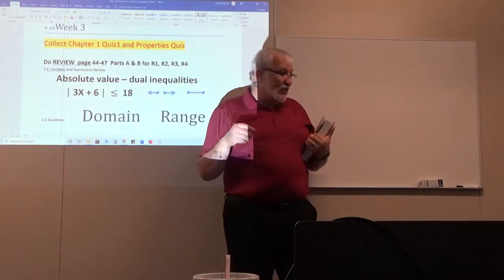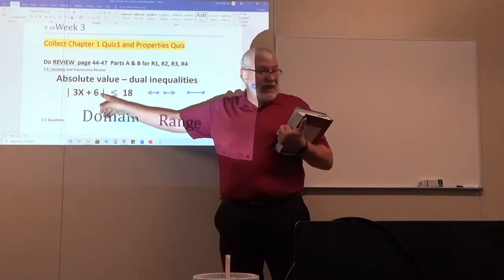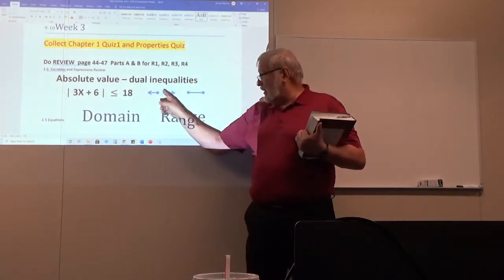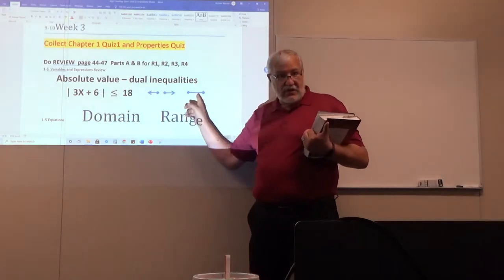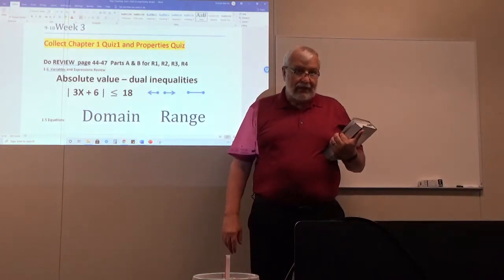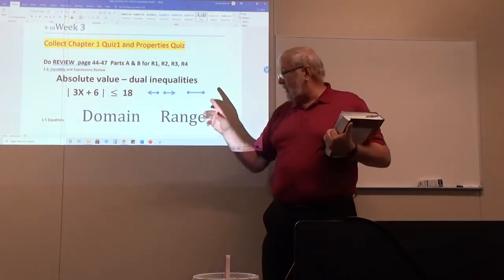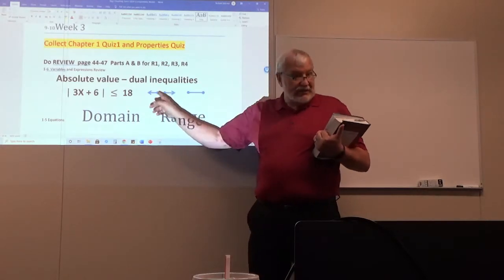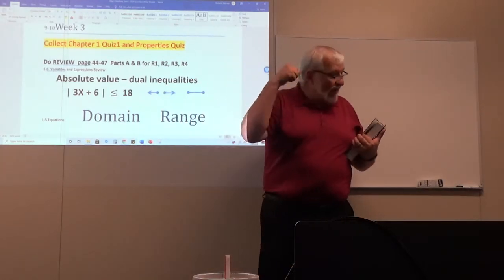And so whenever you have a dual inequality from an absolute value, one of these 2 conditions will be the graph. And you should be able to figure it out fairly quickly, but it'll be one of these 2 conditions. That's something you need to bank into your memory.